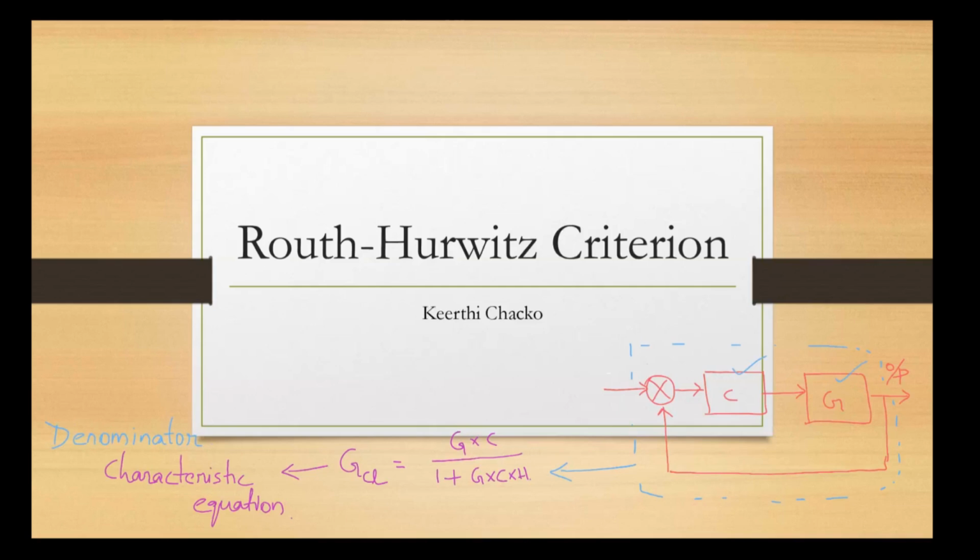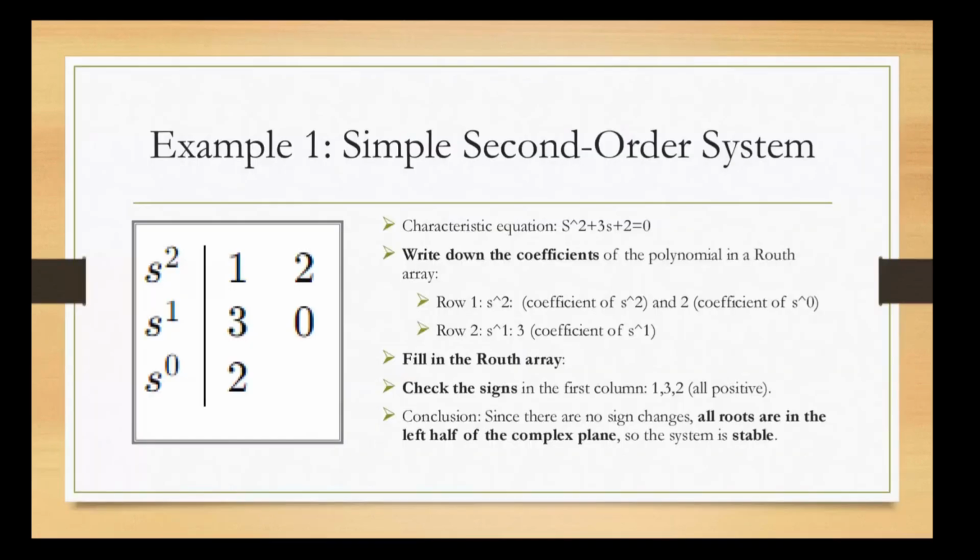Now you reduce that entire system into its closed-loop transfer function form, and the denominator of that closed-loop transfer function is called the characteristic equation. We will use this characteristic equation to analyze the stability of the closed-loop system. The Routh-Hurwitz criteria helps us to analyze the stability of this closed-loop system. We will see an example for this.